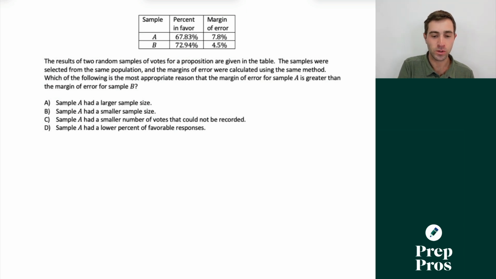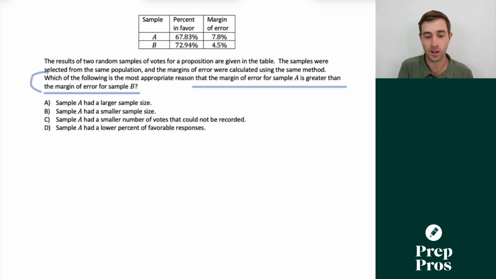So here, we're asked which of the following is the most appropriate reason that the margin of error for sample A is greater than the margin of error for sample B. Well, it's because A is going to have a smaller sample size than B, and that's how we can see that B is our correct answer. These show up in that second harder math module, and they're basically free points for the taking if you just remember this one simple rule.